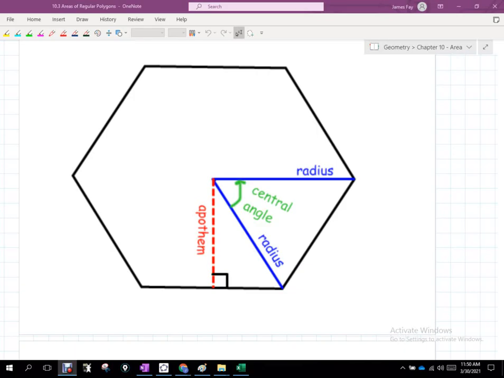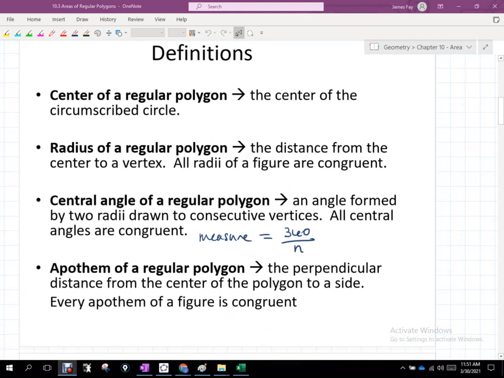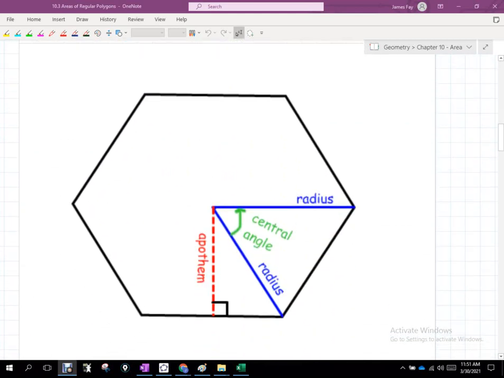All right, folks. Picking up where we left off yesterday with this terminology, we have this figure here. It's a hexagon, right? 6 sides. I've shown you one central angle. There's 6 of them. I've shown you one apothem. There's 6 of them. I've shown you 2 radii. How many radii are there going to be? 6 of them. That is all of the vocabulary we talked about yesterday placed into one image.